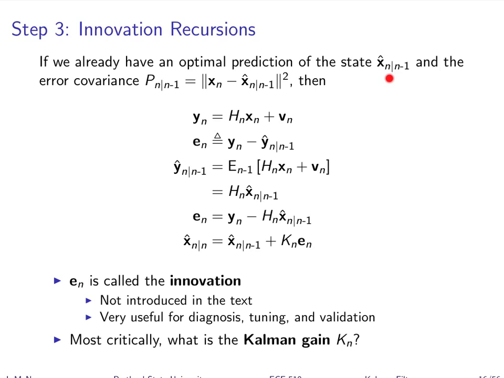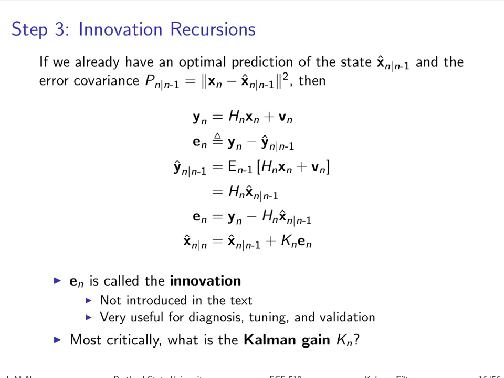So, again, we've got our predicted estimate, we've got our predicted state covariance matrix. We know our measurement model, that's given. We know what the measurement matrix is, and we know what the covariance is of our measurement noise.